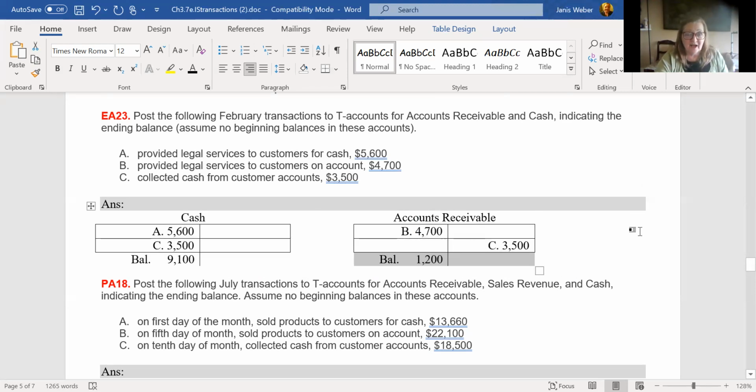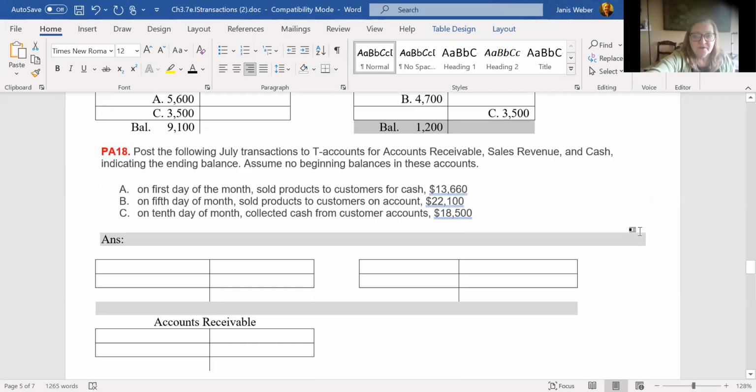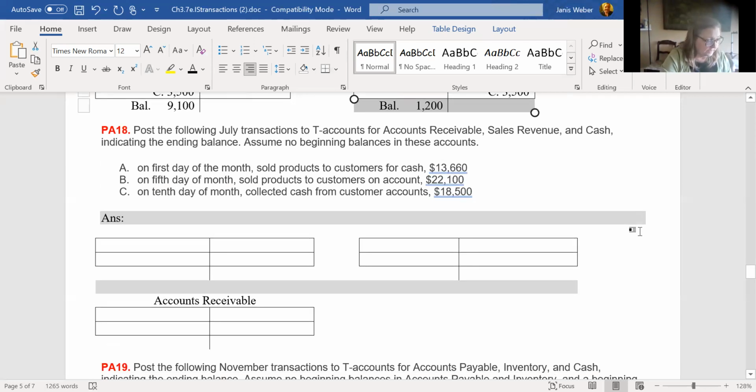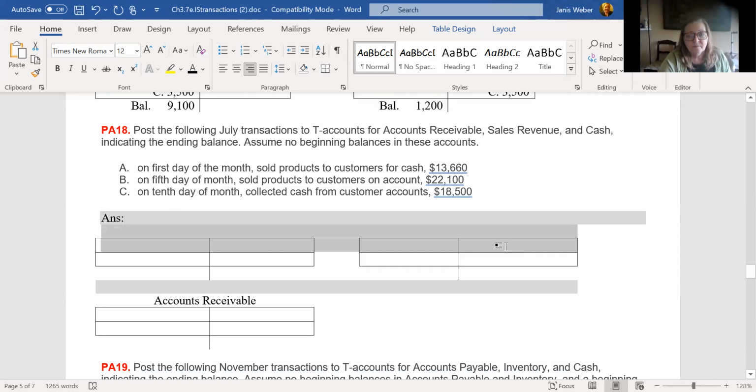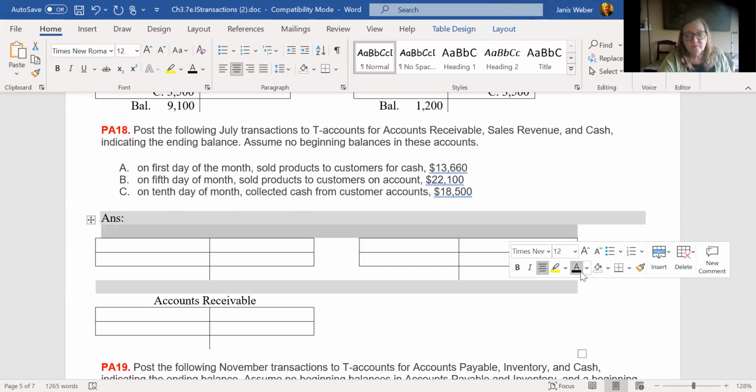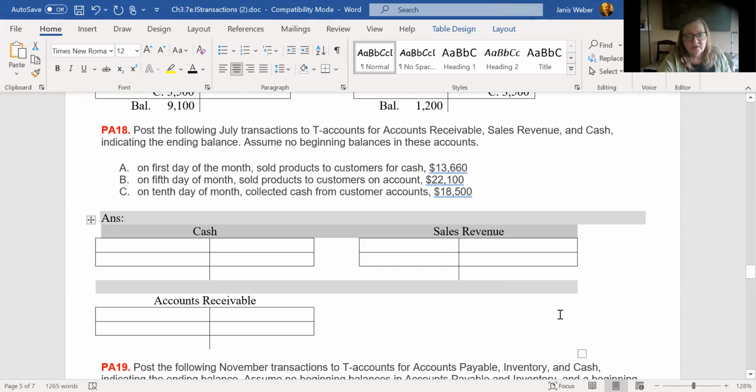So we had to net it out to say what's left after we took into account the credits that were posted to that account. Then this next one, PA 18, 3 entries on the first of the month. Products were sold. These need to show their account name, don't they? Cash. We're making T accounts for accounts receivable, sales revenue, and cash.